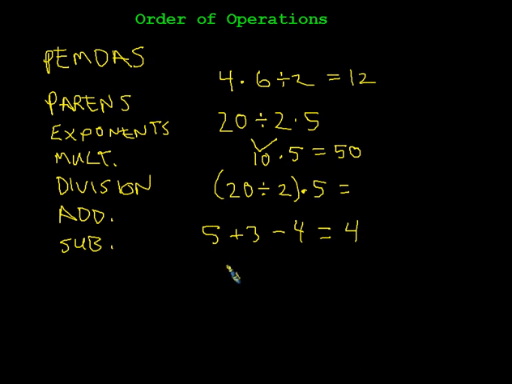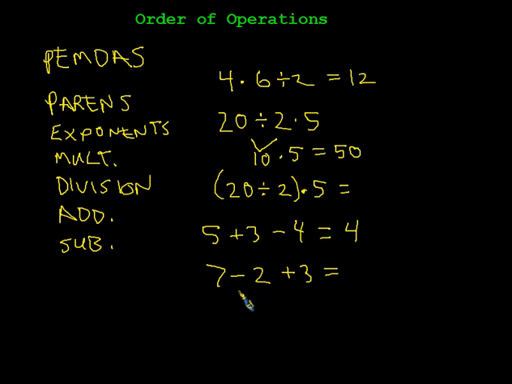The problem is what if I have something like 7 minus 2 plus 3? The question here is, am I supposed to add the 2 plus 3 first and then subtract 7 minus that? And the answer is no. That'll definitely get you the wrong answer.